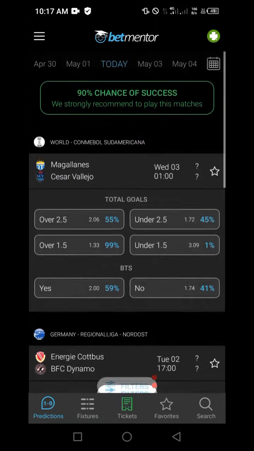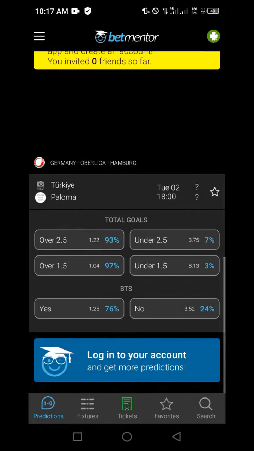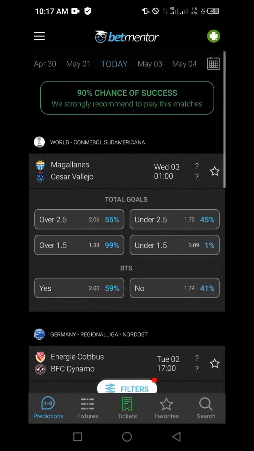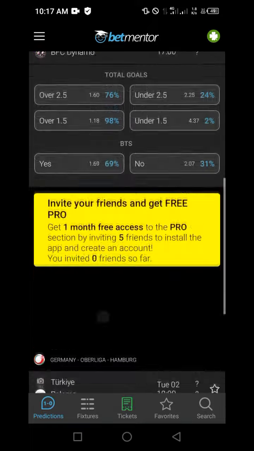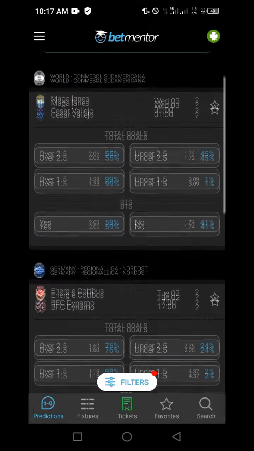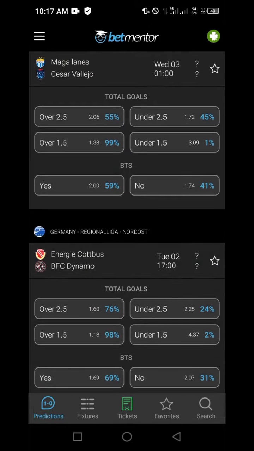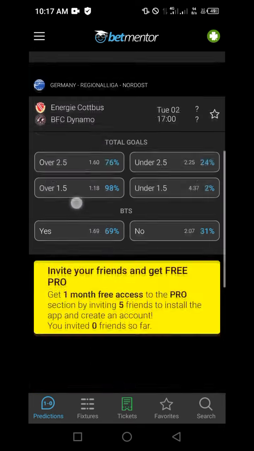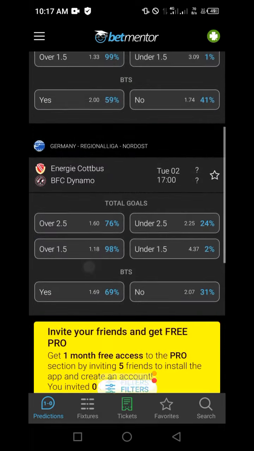So here there are three matches that have been displayed to us based on the prediction area or category of this app. Now, of course, these three matches are the bankers of the day, but of course, we are going to make a deep analysis to come out with the best and safest picks that we can term as bankers of the day.